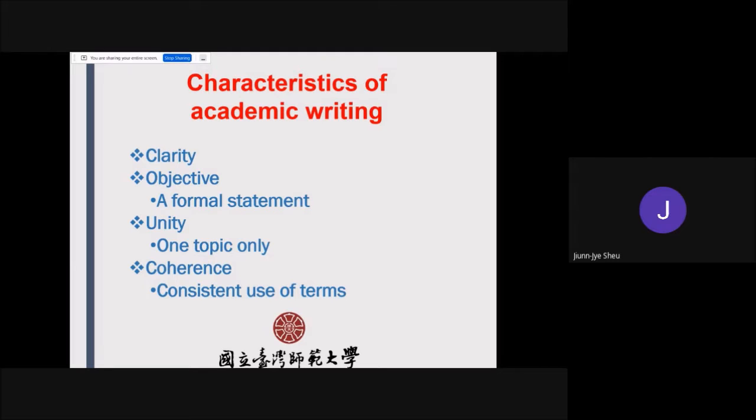When you write an academic document, you want to keep clarity, objectivity, unity, and coherence, which means consistency across the terms. You don't want to use one term and then use another term in the same document, only if they can be used interchangeably with the same meaning. Otherwise, you want to keep the verbs and the tense consistent all across the writing, across the document.